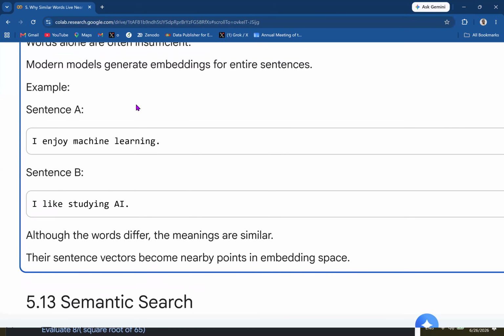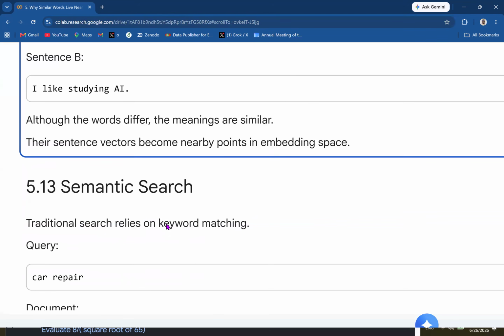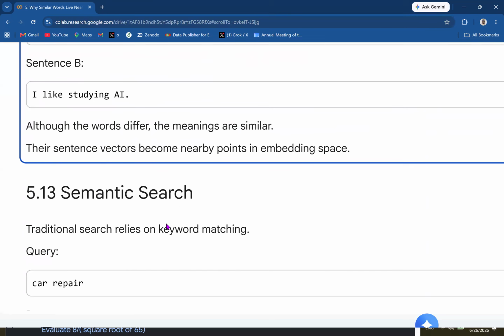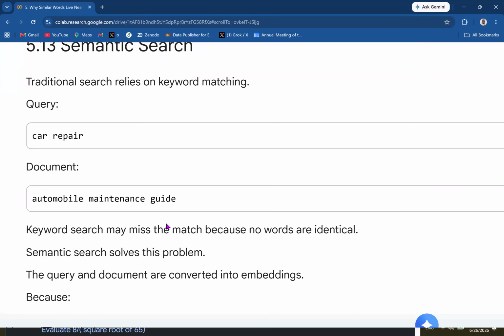If you embed these two sentences, on face value they may look like they are not close, but in human language we know they mean about the same thing. That's the idea of sentence embedding. We can embed whole sentences instead of just tokens or words.